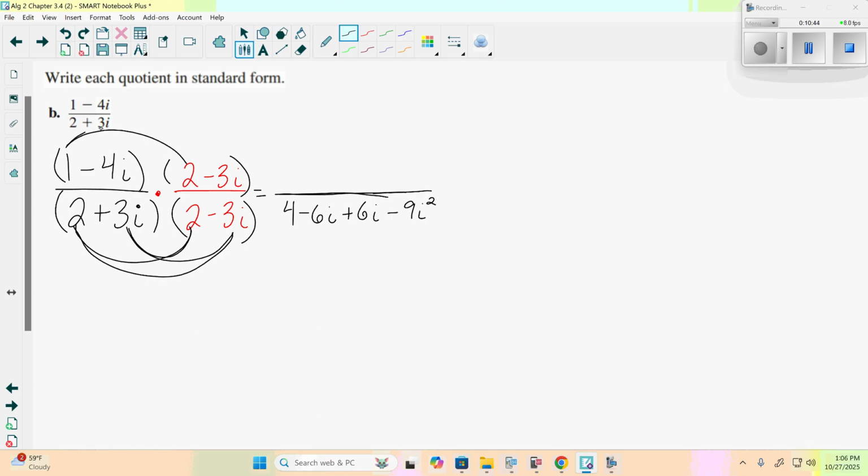Now, we'll go on and multiply the numerator too. 1 times 2 is 2. 1 times negative 3i is negative 3i. Negative 4i times 2 is negative 8i. And negative 4i times negative 3i is plus 12i squared.